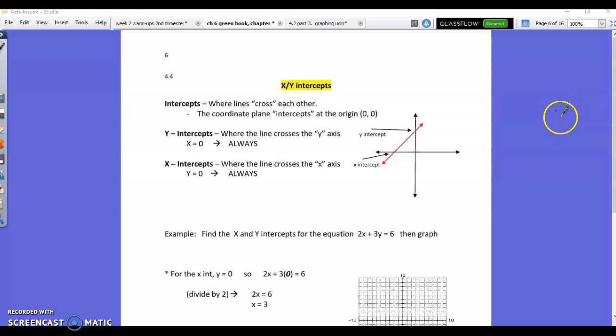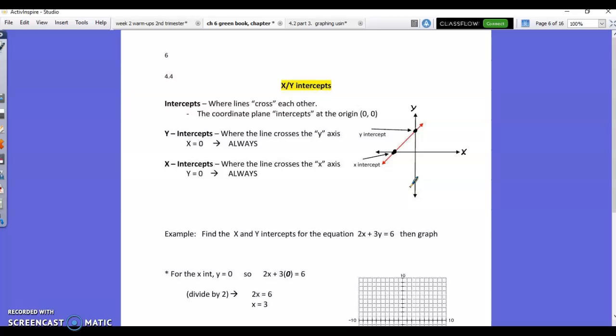Okay, for this section, we're going to be talking about x and y intercepts. First question we need to ask is, what are x and y intercepts? Well, if we look at this red line in this graph, the intercept is where it crosses either the x or the y axis. So we know that this is our x-axis and this is our y-axis. So where this line crosses the y-axis is our y-intercept, and where it crosses the x-axis is our x-intercept.